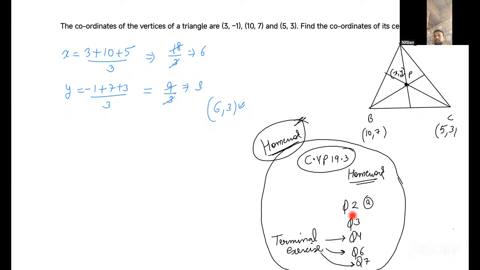Like 7 plus 3 is 10 and 10 minus 1 is 9. So like that only, 9 by 3 came, no? Yes. Okay.